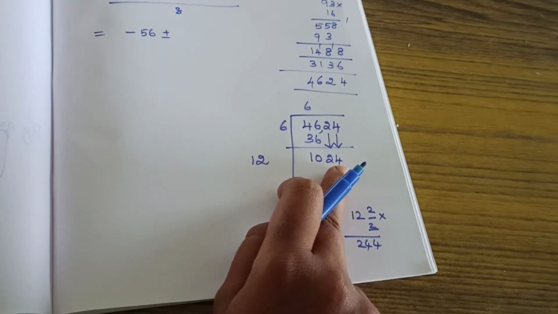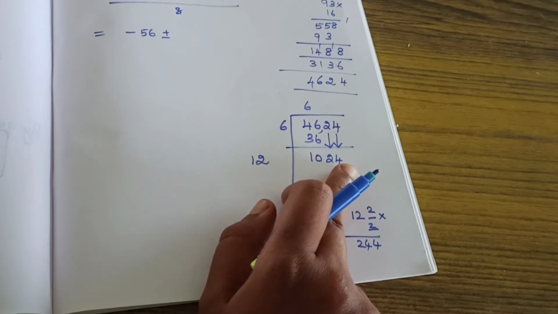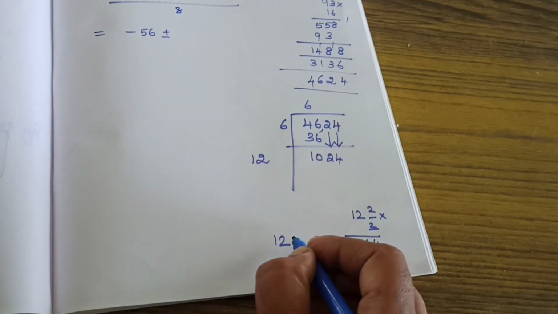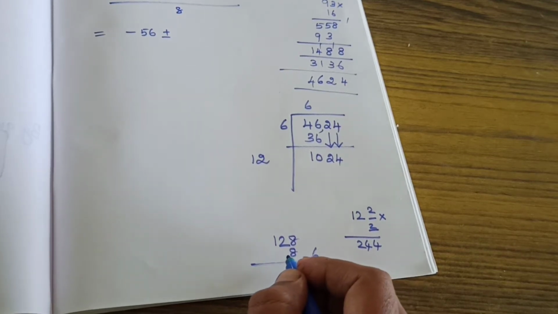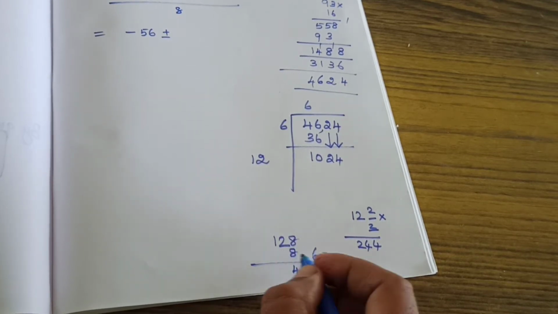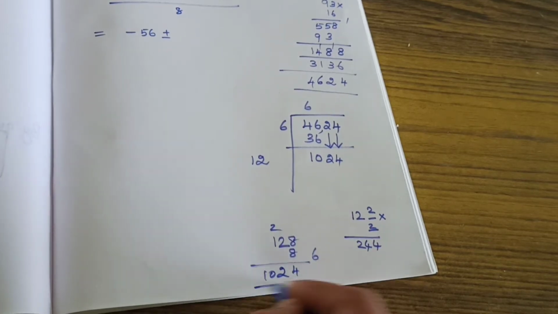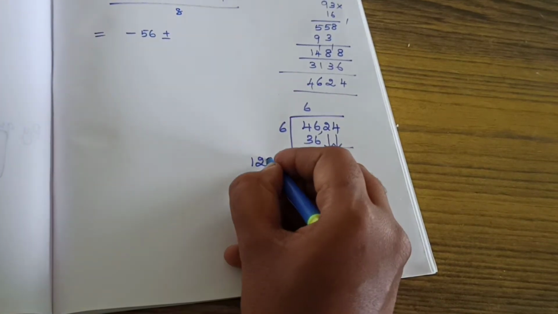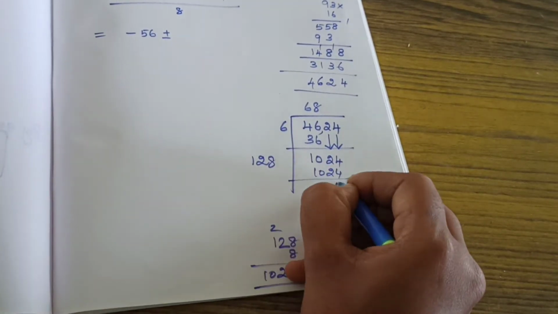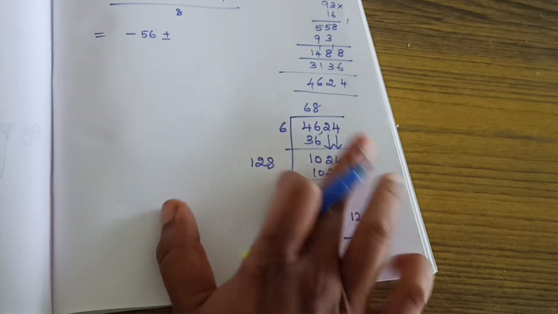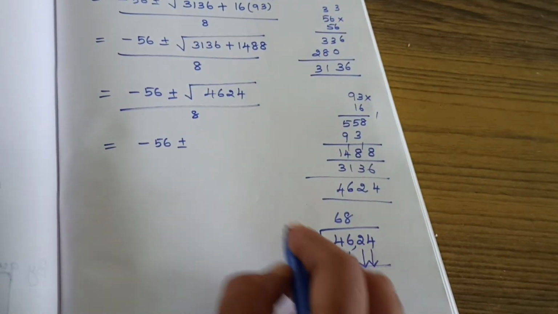Now 7 7s are 49. It ends in 9, no? So here 8 8s are 64. It also ends in 4. So we can check for 8. 8 8s are 64, 6 balance, and here 8 2s are 16, and here 2, 10. So correctly we are getting the answer. So here also 8, here also 8. So 1024. Since it is a perfect square, we are getting 68 as the answer. So the square root of 4624 is 68.